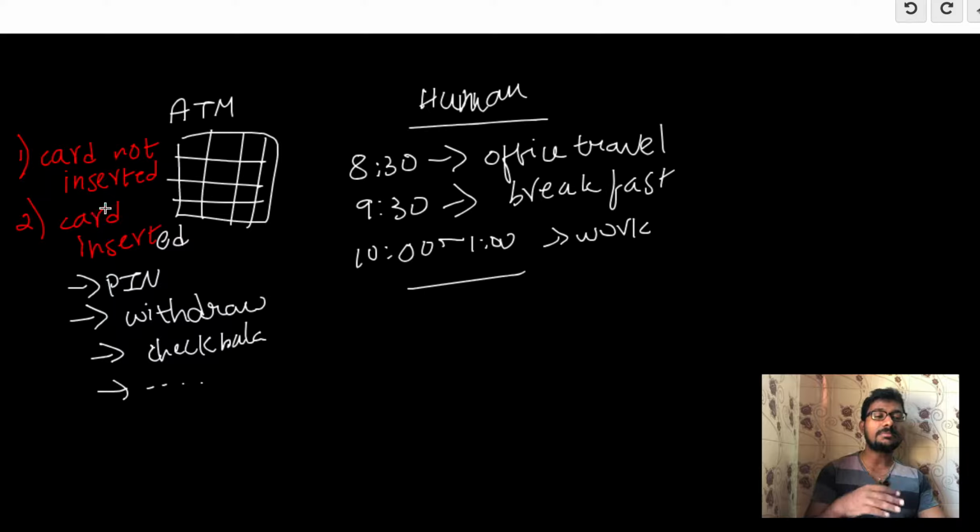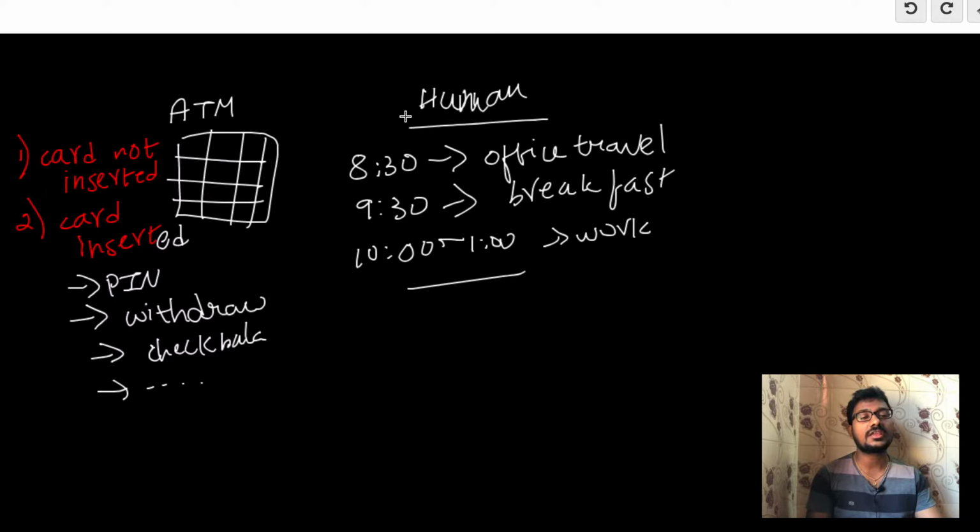Based on state, the behavior is completely changed. So this is the example of why the state design pattern falls under behavioral design pattern. Yeah, based on state, the behavior has been completely changed. So this is one of the real life examples, and then this is another real life example.